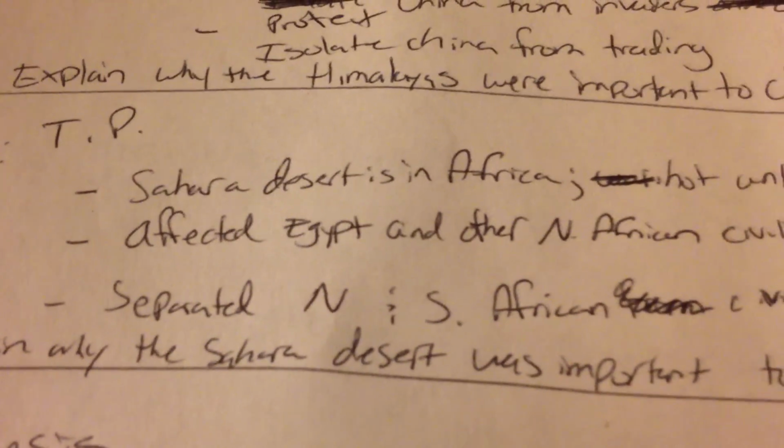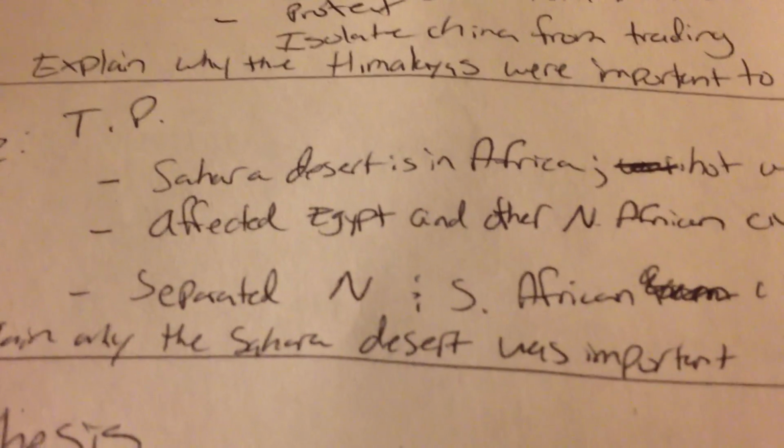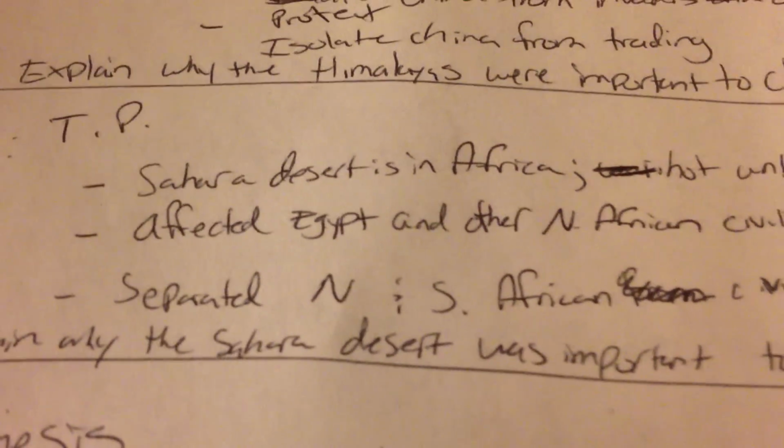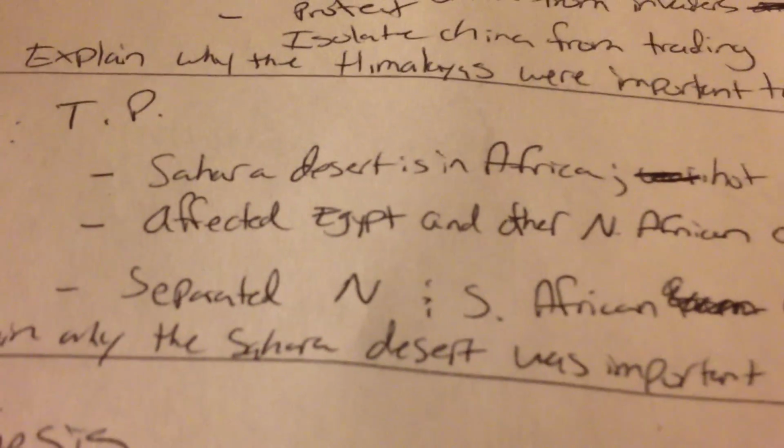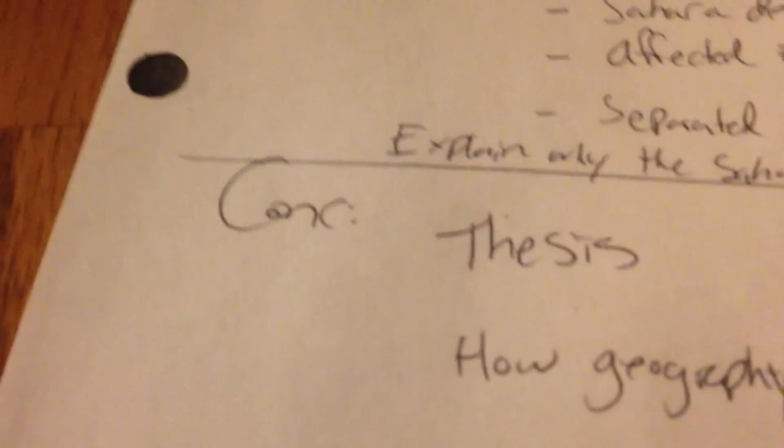They were nowhere close, so they developed on their own. That's why it took the Bantus and other southern African civilizations so much longer. Explain why the Sahara Desert was important to African development. We just talked about it. It's a separation. It separates North and South African civilizations, okay? You got to think of geography. It's close to the Mediterranean Sea.